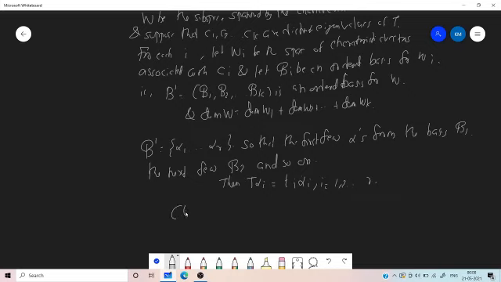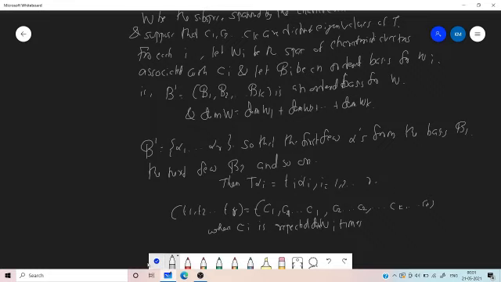Then where T1, T2, etc., Tr equal to T1, T1 equal to c1, c2, etc. That is, c1 repeated T1 times, then c2 repeated, etc., ck, where ci is repeated dimension of Wi times.